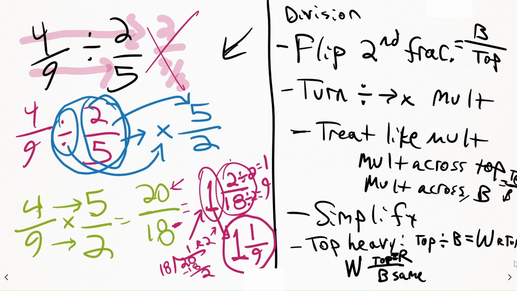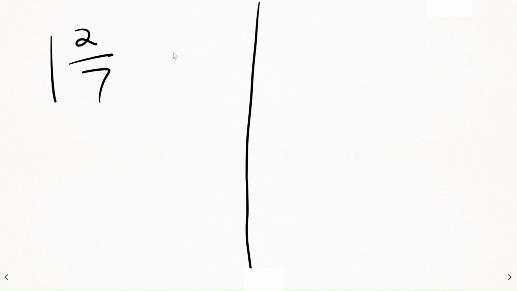Put R for remainder. So the remainder of the top goes right there. Let's just do one more for practice. Let's do that around the clock that I showed you. We're going to go around the clock.